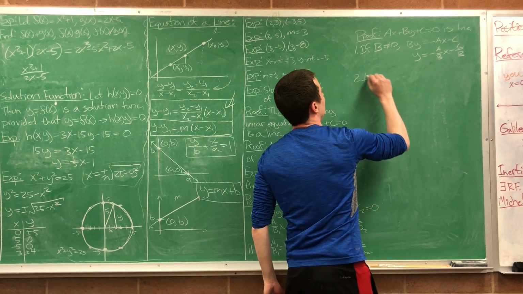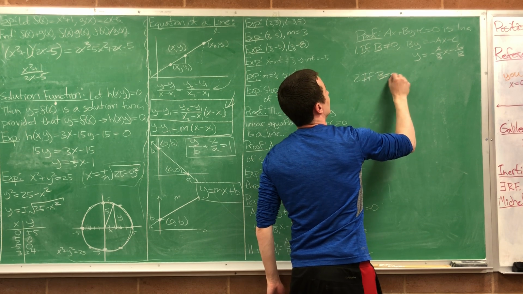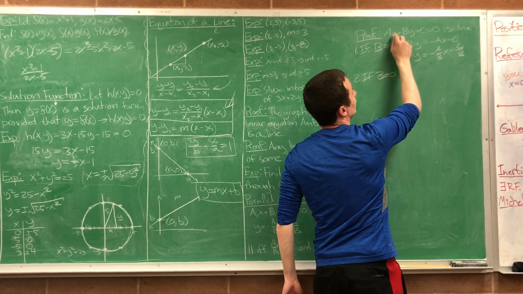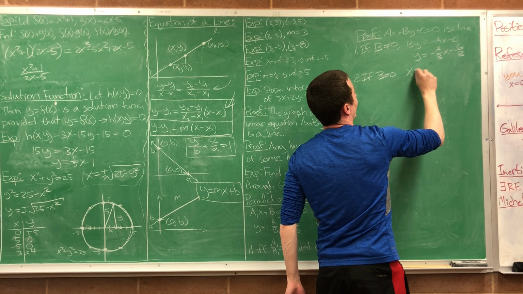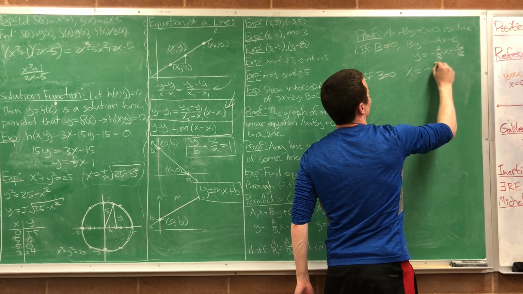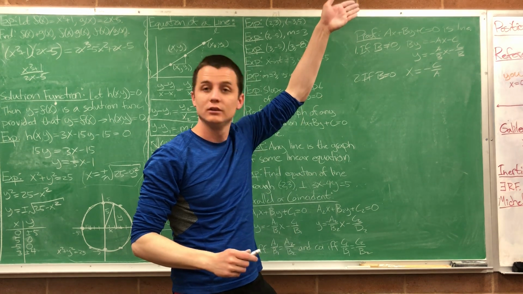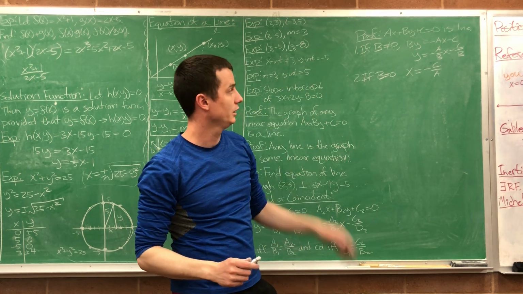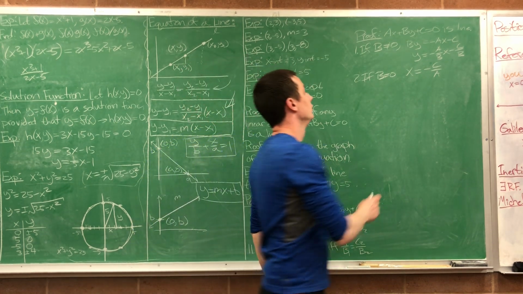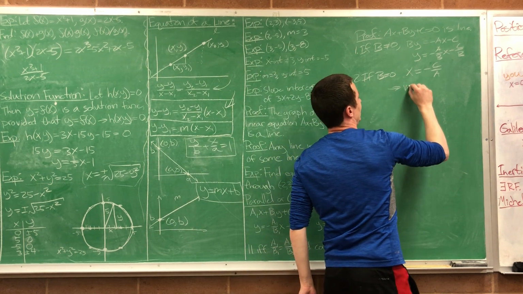2, if b does equal 0, then just solving for x, we get x is equal to negative c over a, which is a vertical line through negative c over a.